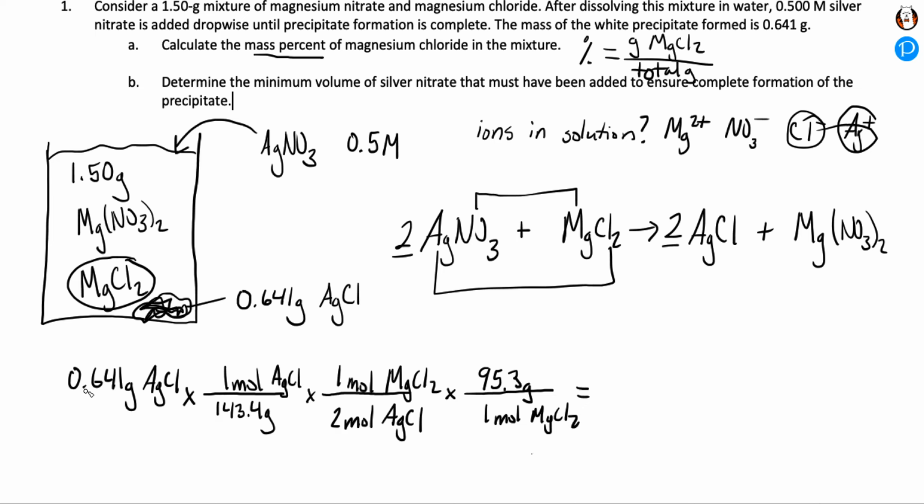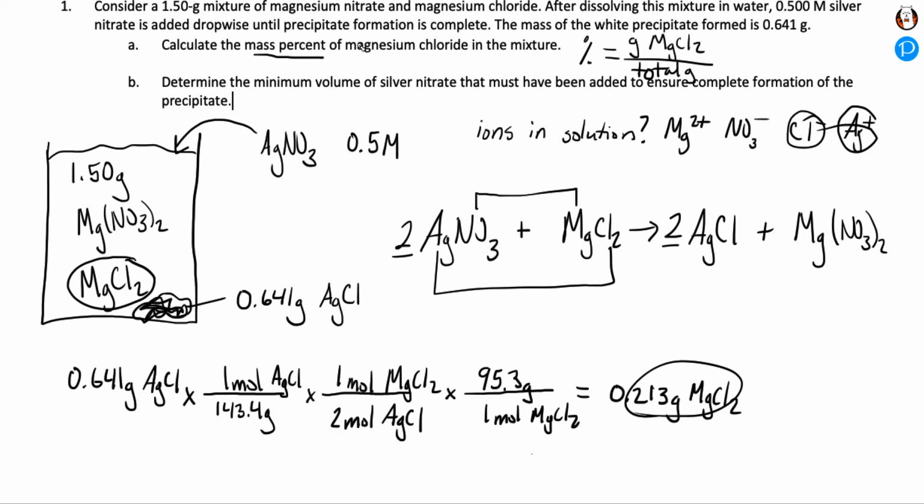And now I can do the math. So 0.641 divided by 143.4, divided by 2, times 95.3. And when I crunch the numbers, I get 0.213 grams of magnesium chloride. So now I've figured out how many grams of MgCl2 I must have had. If I made this many grams of AgCl, that's how many grams of MgCl2 I must have started with.